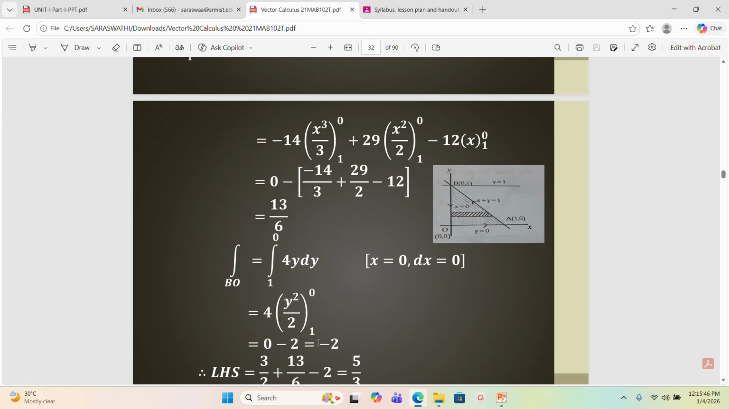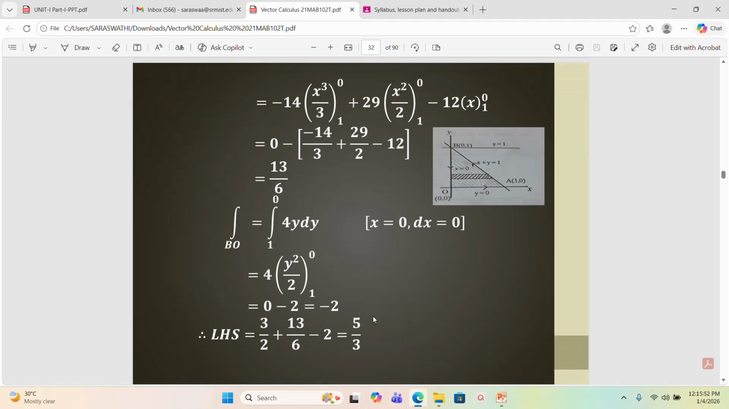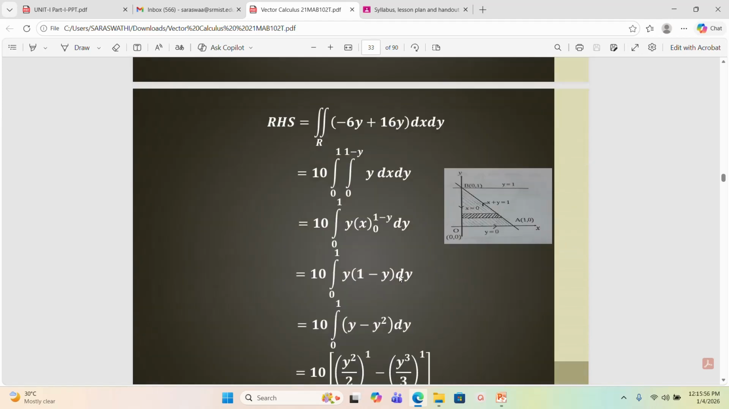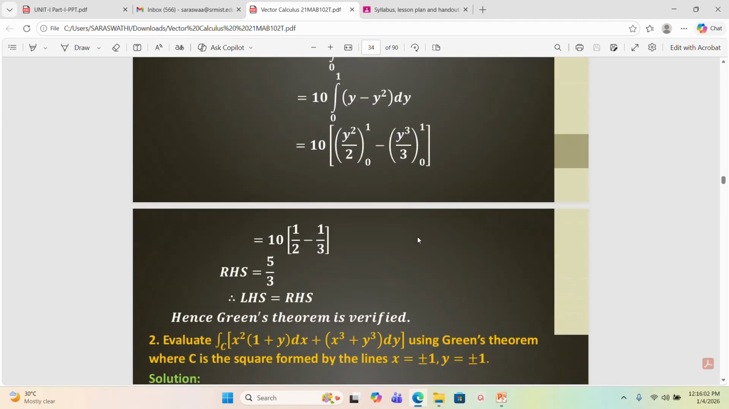Now the overall LHS along the direction OA plus AB plus BO, after we added all the three values, it is 5 by 3. Already we verified that LHS also. RHS means a double integral of the RHS also we have already 5 by 3. Hence both answers are equal. Hence LHS equals to RHS. Therefore Green's theorem is verified.